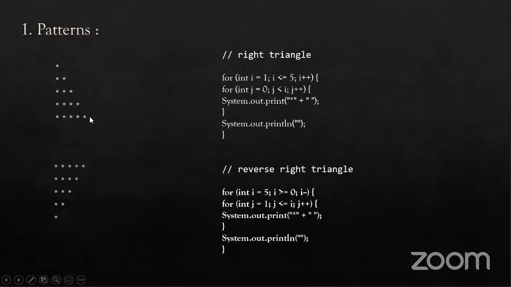In both patterns, the first loop is for the columns and the second loop is for the rows. If we want the output in a matrix-like form, please note that we need to give print only, not println. Println will give a new line. Only there will we get a new line.